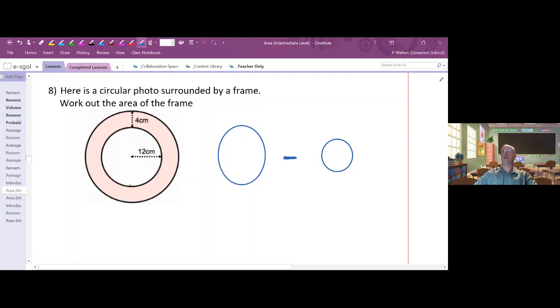So using the formula, the outer circle has a radius of 16 because it's 12 plus 4, because it's 4 there, and the inner circle has a radius of 12. Now, higher tier pupils may do this all in one line, but we are going to split it up. So the outer area is this.